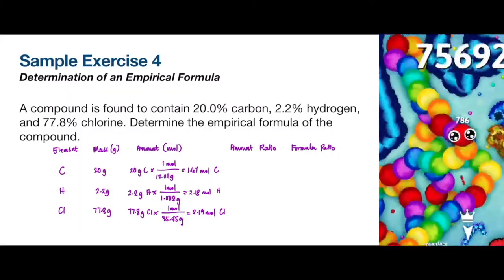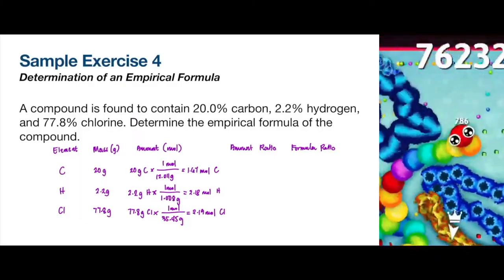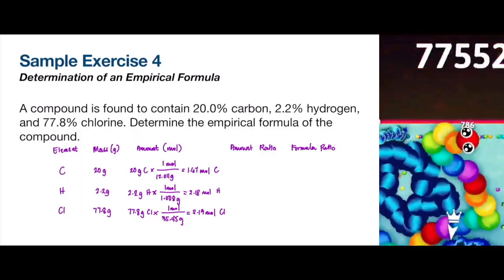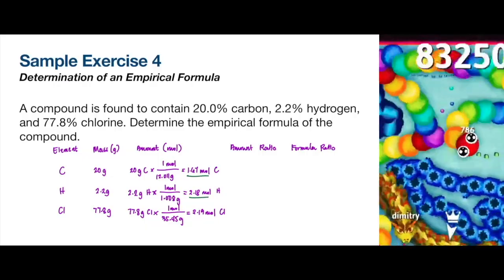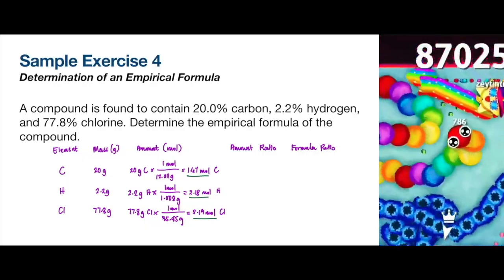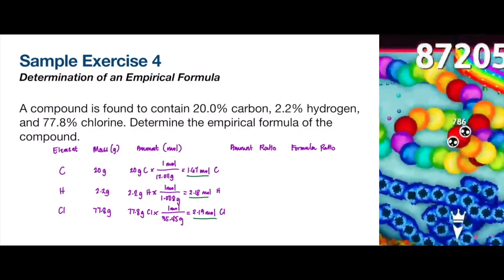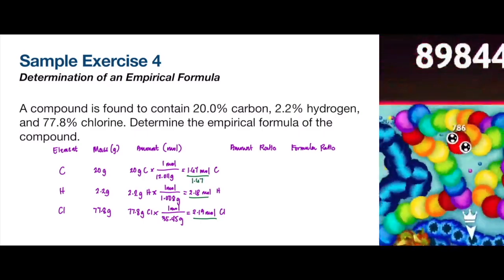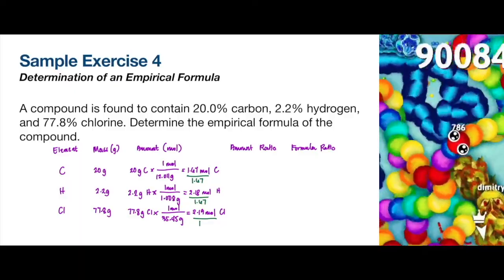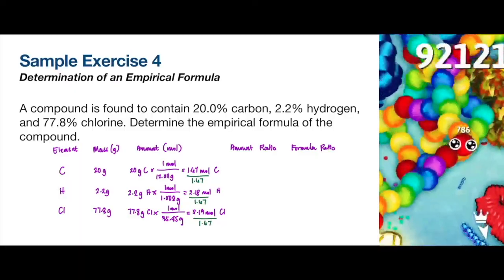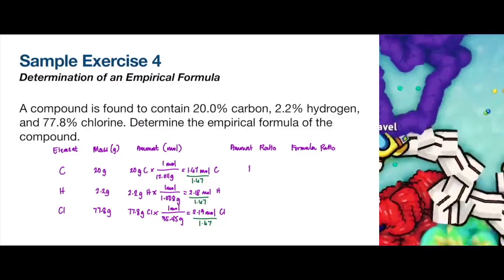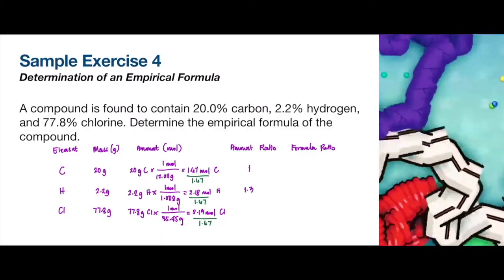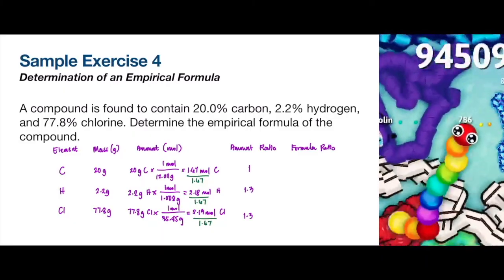The next step is to figure out what is the amount ratio. And we can get the amount ratio of the elements by dividing each mole number by the smallest mole number, which is 1.67. And dividing each mole number by 1.67, the answer is going to be for carbon, it is 1. For hydrogen, it's 1.3. And for chlorine, it's 1.3 as well.